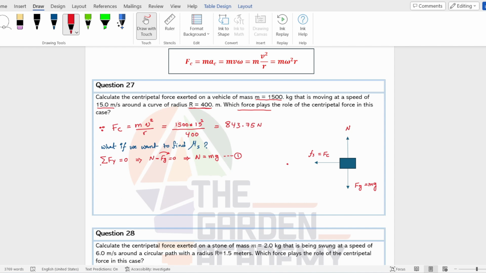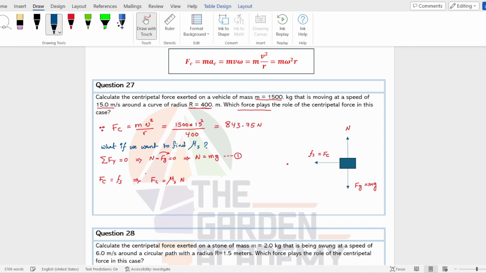طيب, now we go to the x-axis. What forces do we have on the x-axis? We only have the centripetal force. So we will say that centripetal force is, in this case, the same as the friction force. طيب, الآن let's substitute the values. We already found f sub c. It was found to be 843.75 Newton. Now what if we want to find the mu s? Just substitute the value of friction force. So f sub c is equal to mu s times the normal force.